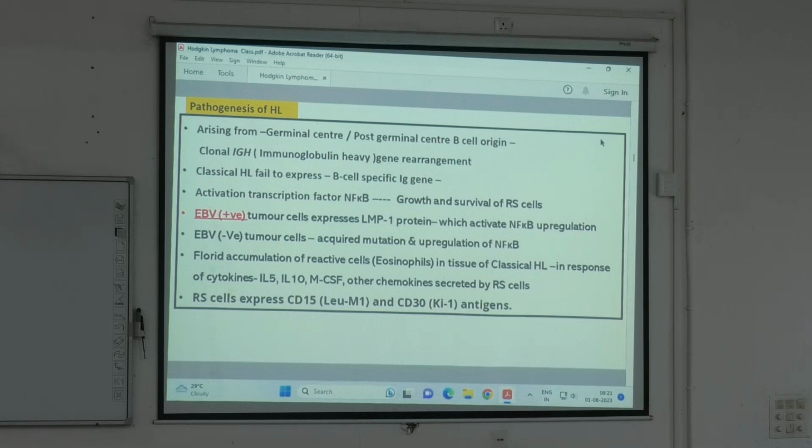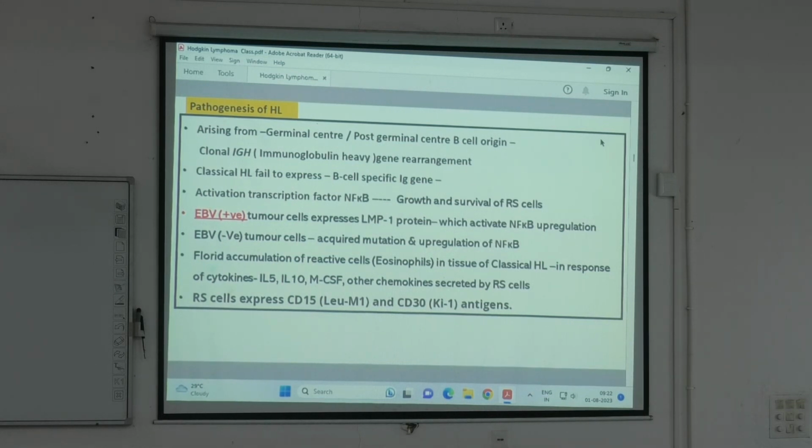But the environment is very important. A similar-looking cell is also present in another disease, but the Hodgkin environment consists of lymphocytes, plasma cells, granulocytes, and eosinophils. These are the Hodgkin environment. When you see this type of RS cell, it is characteristic of Hodgkin lymphoma, but unless you find it in the Hodgkin environment, you will not diagnose it as Hodgkin lymphoma. So the environment is very important.